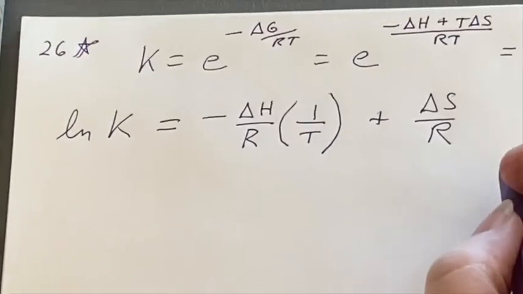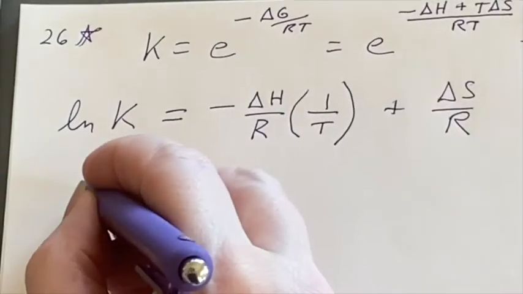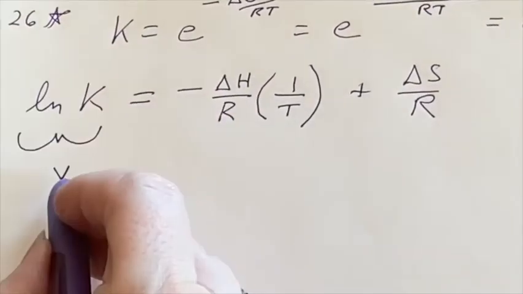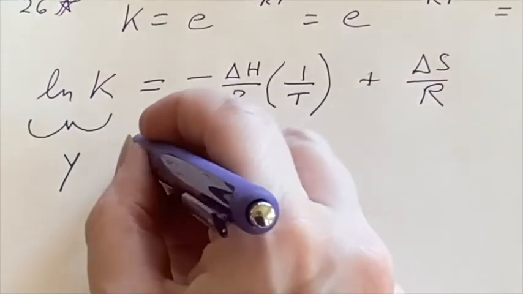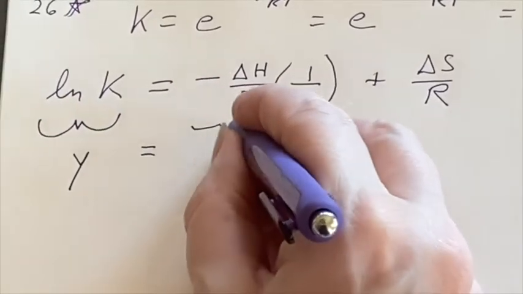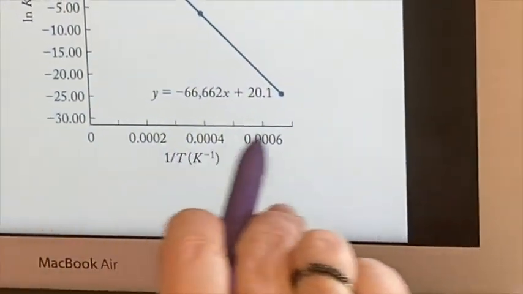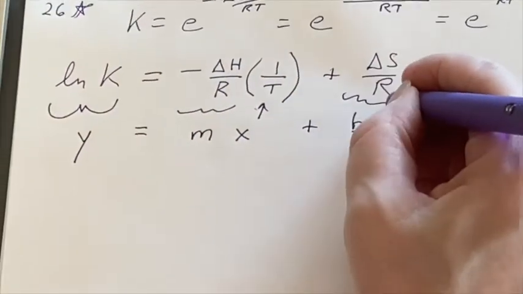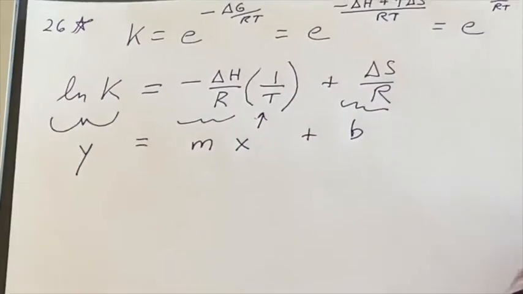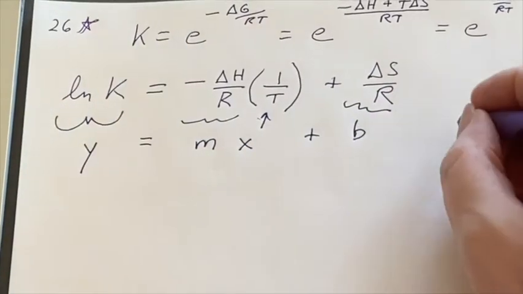What this shows is that this looks like y. I said this was going to be on the y-axis. Equals, this is m, and 1 over T is x. There it is, 1 over T is the x-axis, plus this is your b. So this is the slope-intercept form of a line.